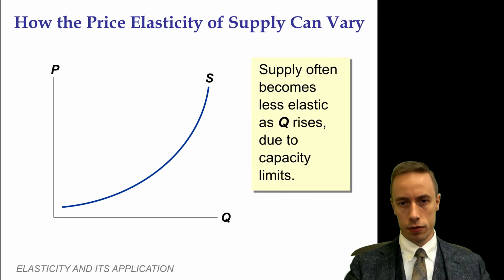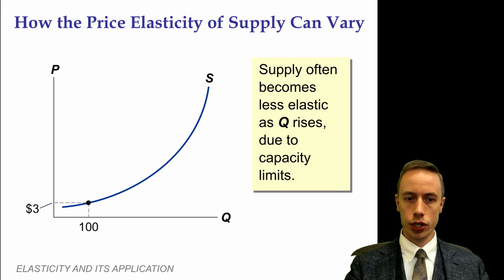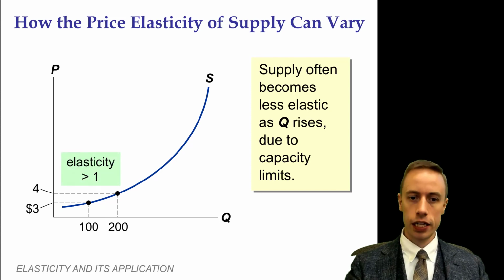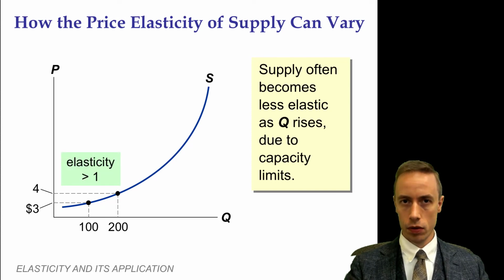So here's what's going on. Many products, when their price increases, initially, how much is offered increases greatly. Elasticity is very high. That's because most products, if there's an increase in demand that drives price up, manufacturers can respond by quickly making more of the product.